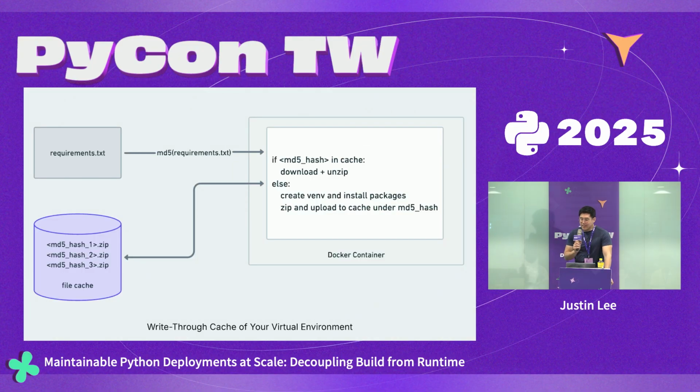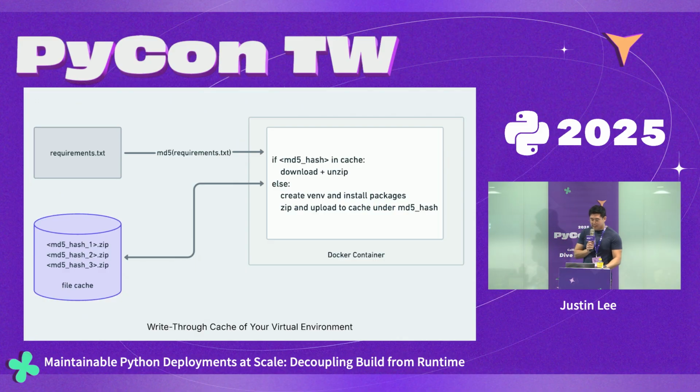So this is an example of an architecture to handle caching the virtual environment the way I talked about in the previous slide. The top left defines the requirements.txt file, which is typically how you would define your Python dependencies in an application. The bottom left shows a file cache of zips of different virtual environments keyed off of the hash of the requirements.txt file's contents. And the right side shows the Docker container that runs a script that does a write-through cache.